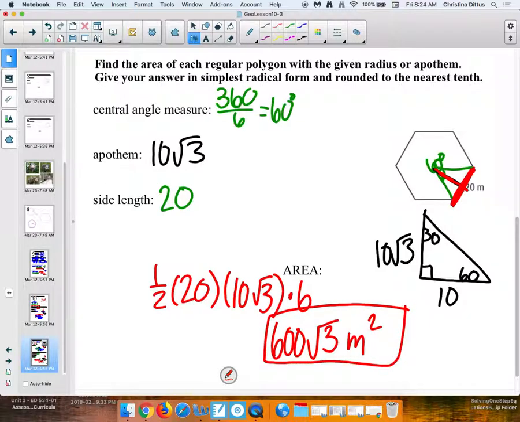So when there's only one square root, ignore it. If there's two, they will probably cancel each other out. Questions?